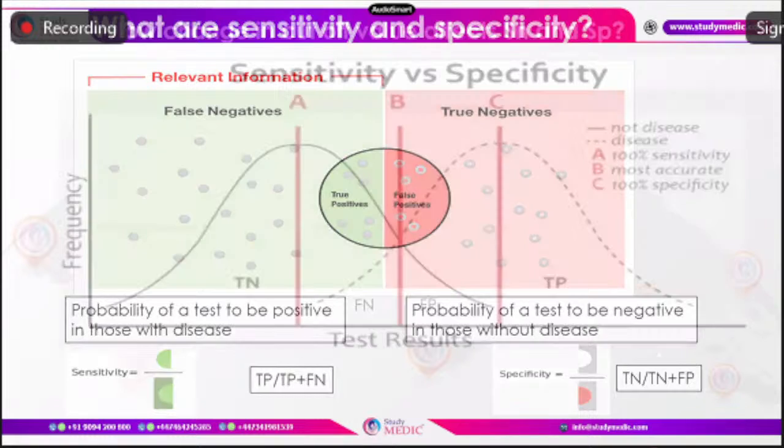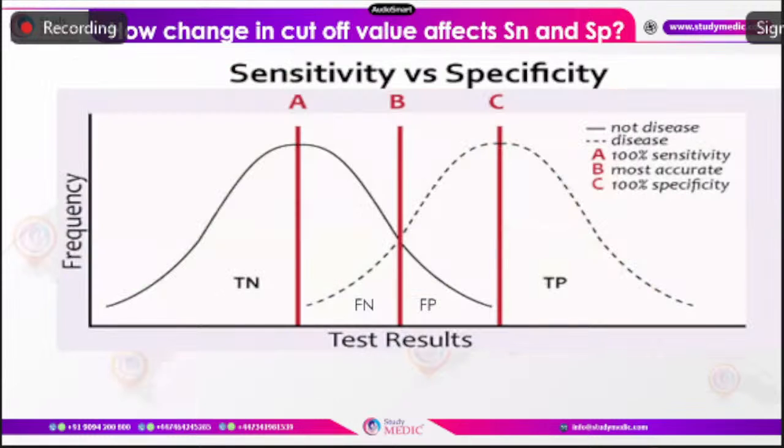Now we will see this double bump graph. What will happen? Now you can see, when the test is 100% sensitive, that is here. This 100% sensitivity is the point A.